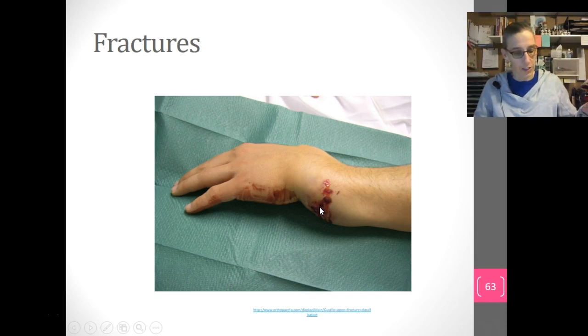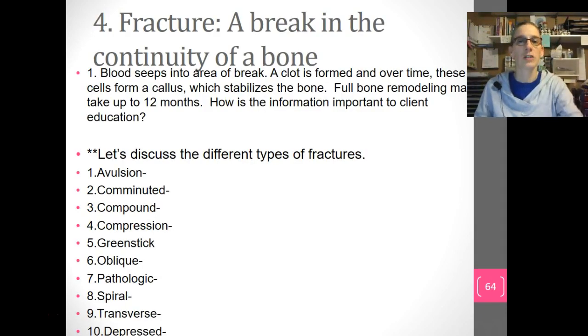All right, fractures. A fracture is a break in the continuity of the bone. Blood seeps into the area of the break. A clot is formed, and over time, these cells form a callus, which stabilizes the bone. Full bone remodeling may take up to 12 months.